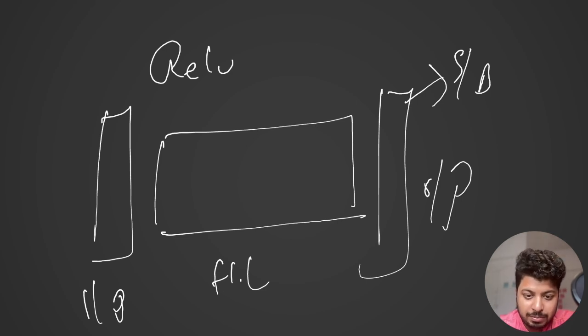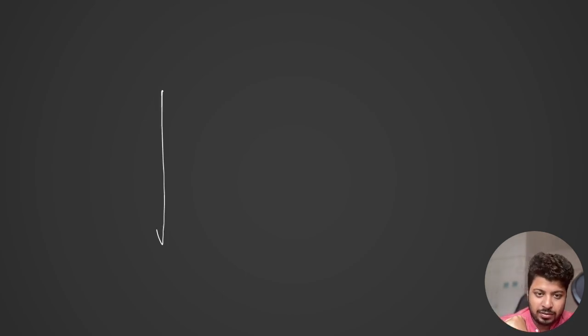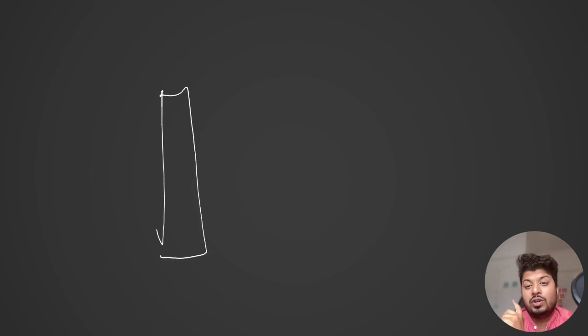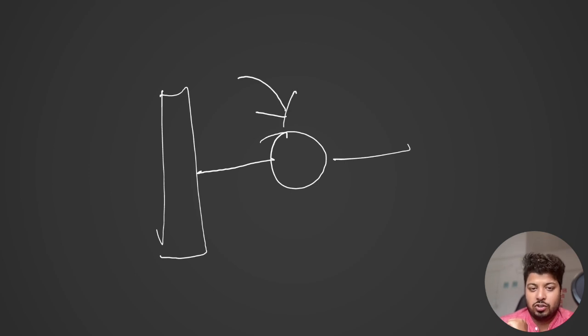Similarly, let me just clear this out. If you have to know how many neurons you have to use in the output layer, suppose we have this output layer here. If we are doing just a binary classification, we are going to need only one neuron, and there will be an activation function on top of this, which is the binary step function.